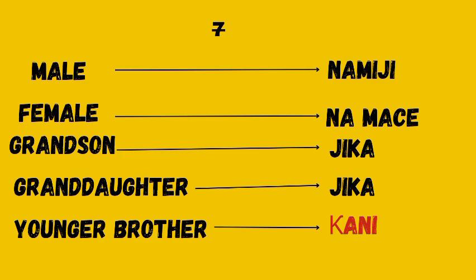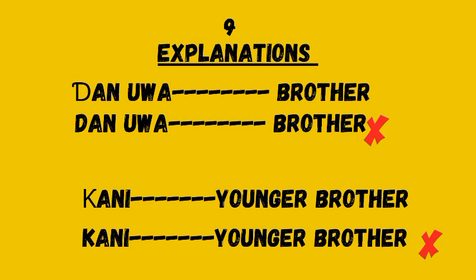That is why it is pronounced as ƙani. If you want to sound like a native speaker, you have to pronounce brother as dan uwa. If you pronounce it as dan uwa, everybody will know that you're not a native speaker and that pronunciation is wrong. So it's dan uwa, not dan uwa.